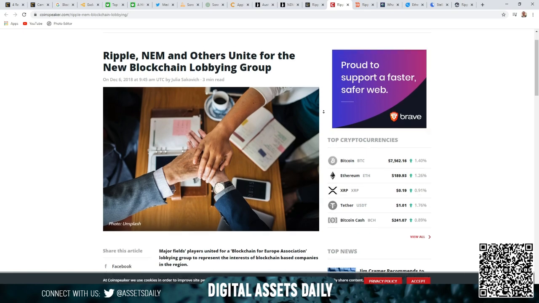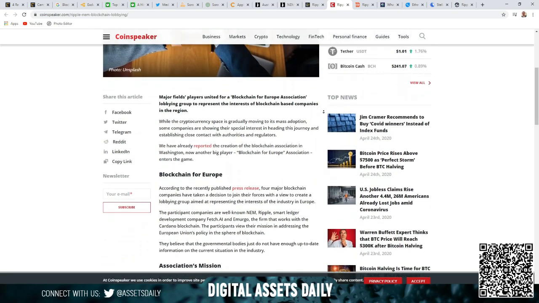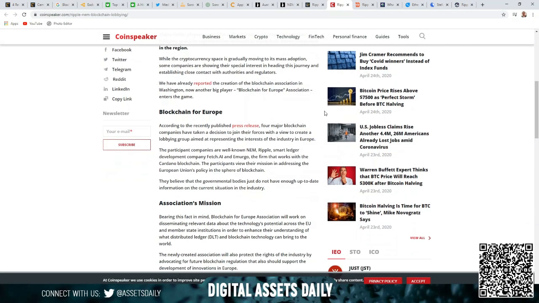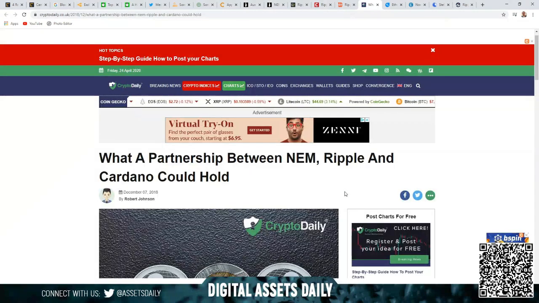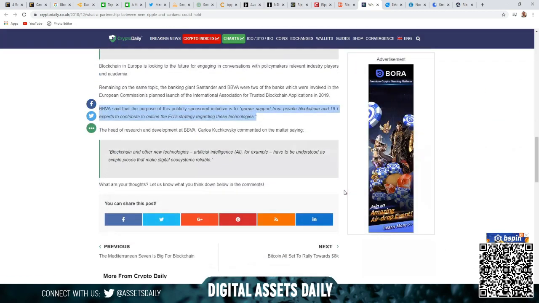All right, if we scroll down into this article just a little bit, we have the participant companies are well known: NEM, Ripple, and Smart Ledger development company Fetch.ai, and Emergo. Right here in the next article, what a partnership between NEM, Ripple, and Cardano could hold. I'm going to scroll right down. We have a highlighted section here.